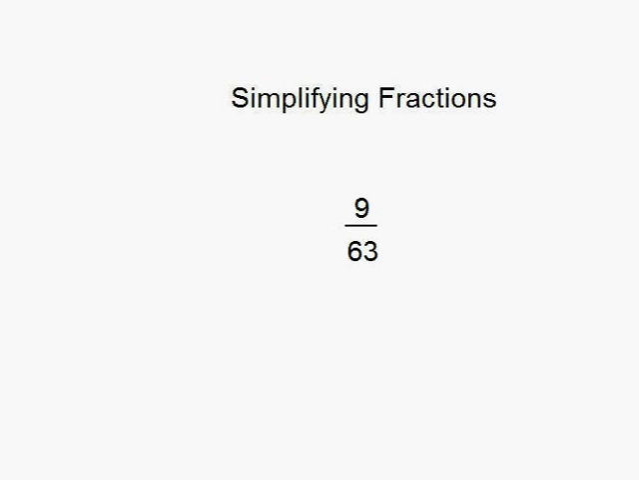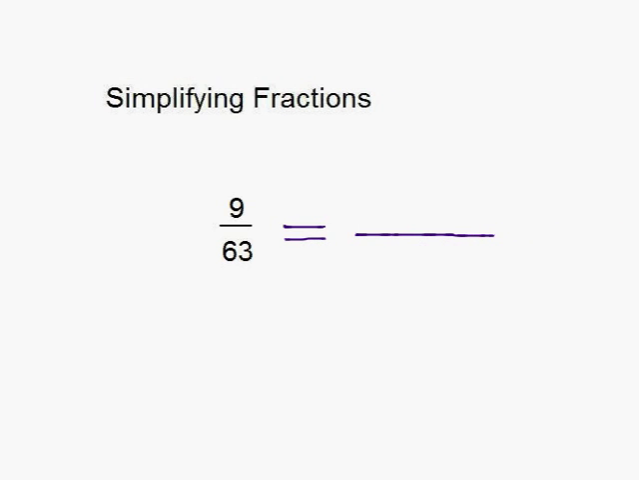Simplifying fractions. Our first example is 9 over 63. The first step to simplifying fractions is to find and list the prime factorization of the numerator and the prime factorization of the denominator. So let's get started.